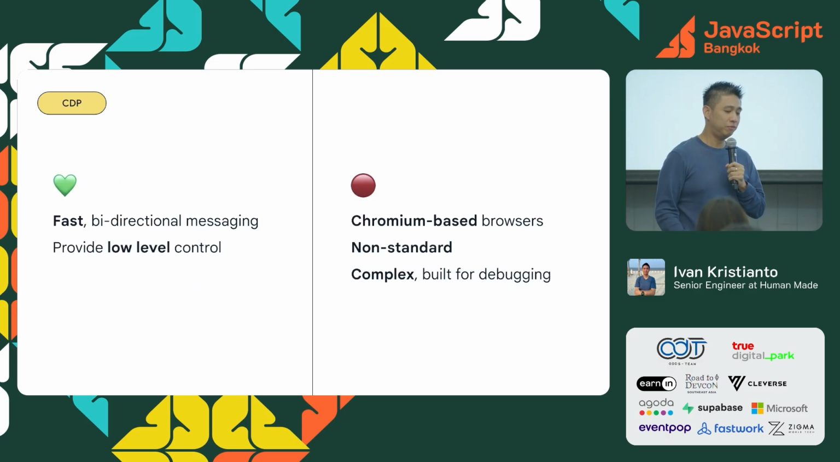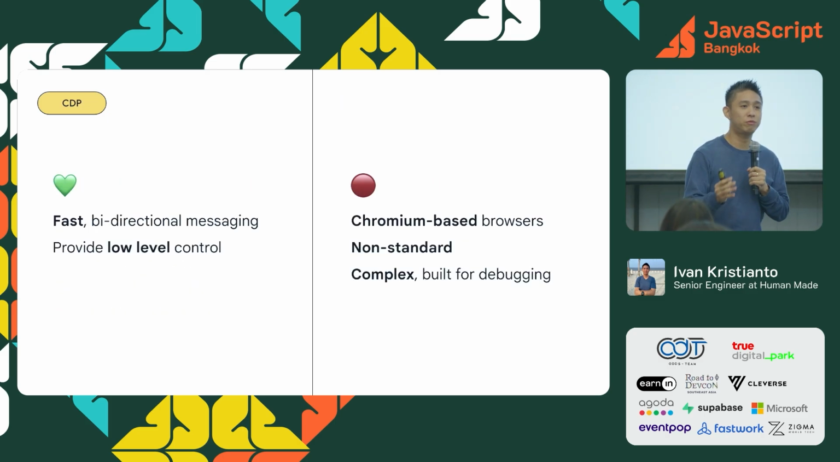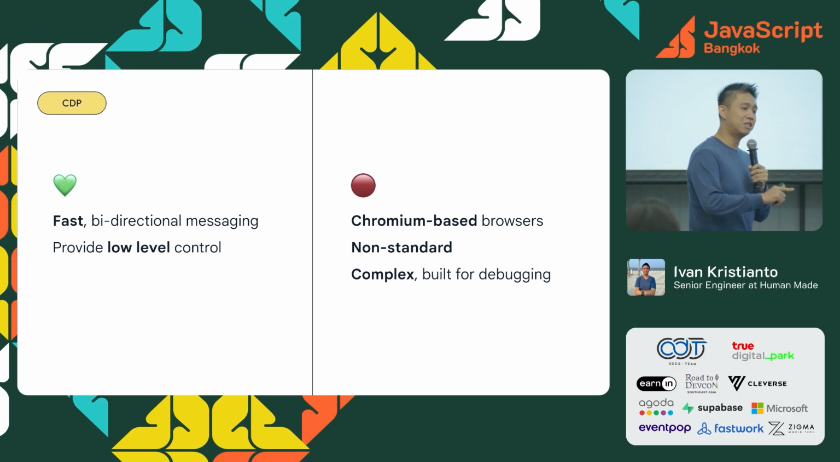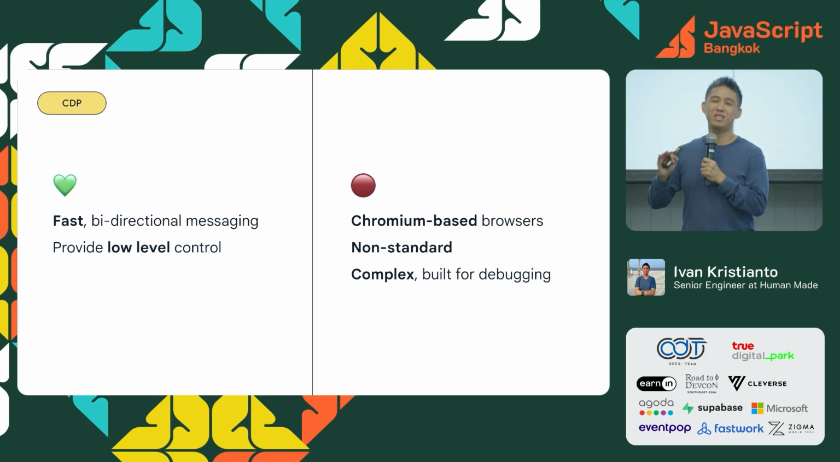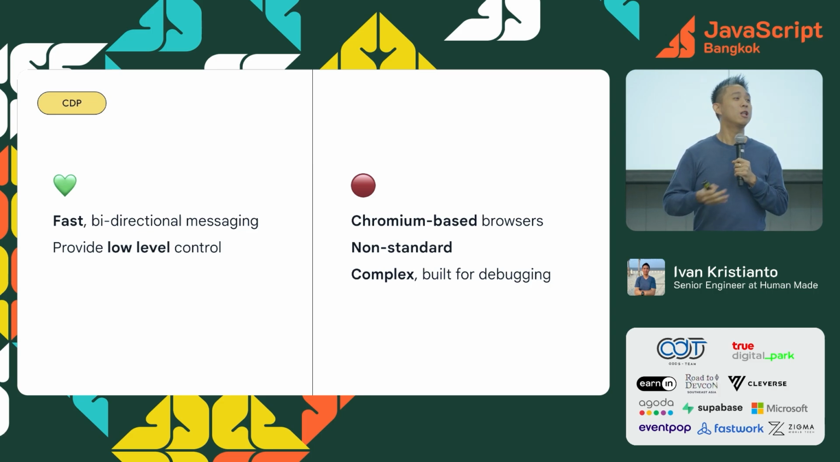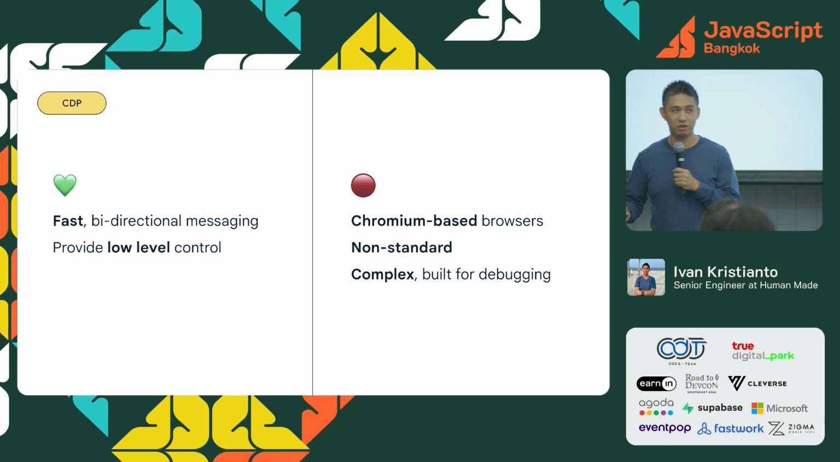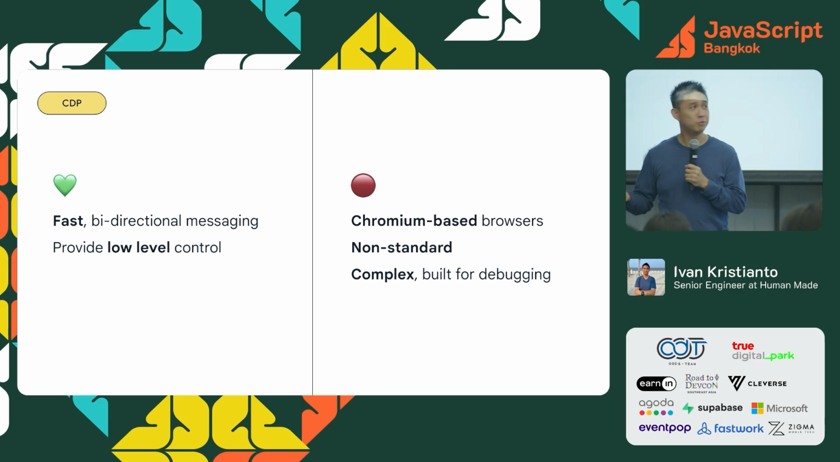In summary, CDP, or Chrome DevTools protocol, it's fast, it can access low level control, but it's not a standard. It's only available in Chrome-based browsers. It's not inclusive.